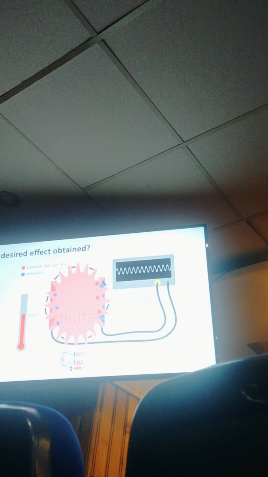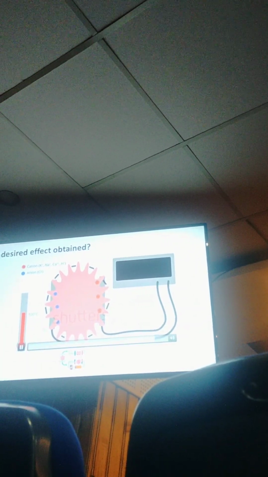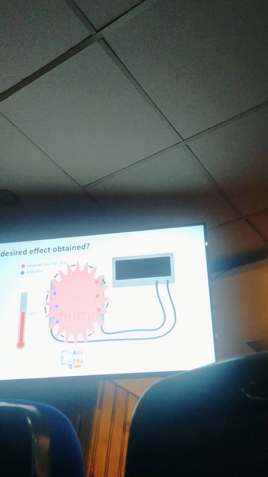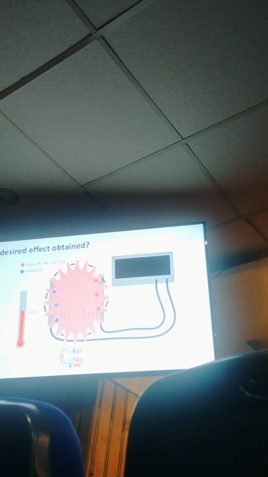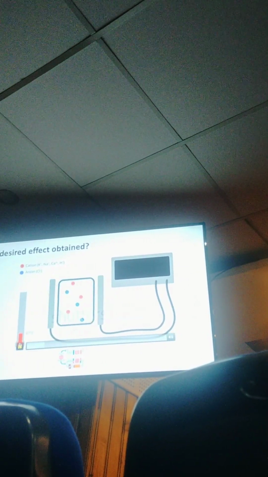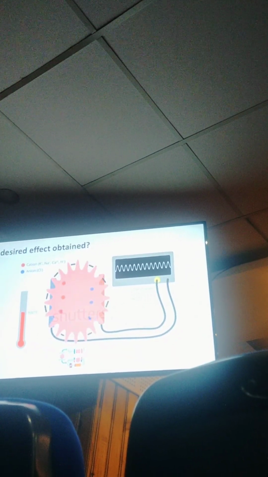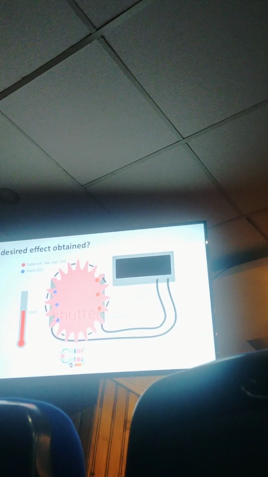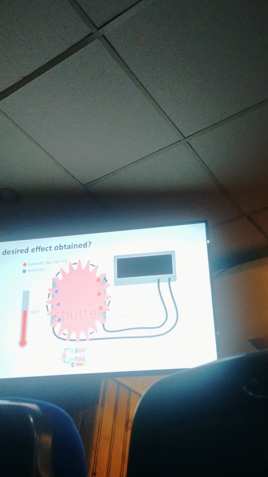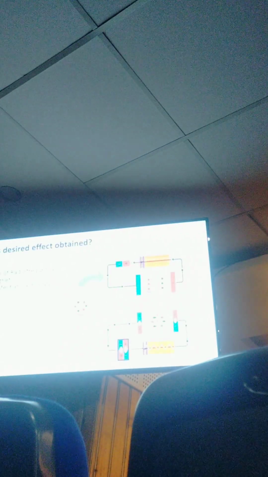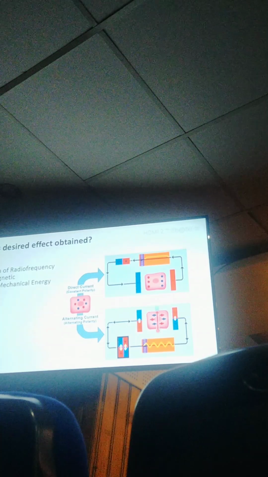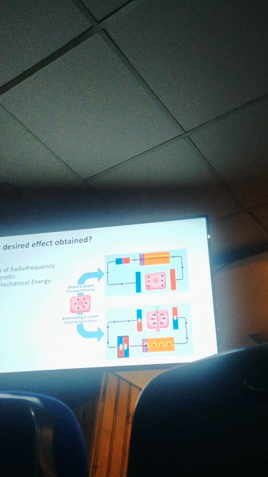There is random movement of the intracellular ions within the cells. Because of that movement within the cells, there will be production of heat. The electric current which is flowing through the cells is converted into mechanical energy of the movement of the ions within the cell, and that mechanical energy due to friction will generate heat, and we get the desired effect. So there is conversion of radio frequency electromagnetic energy to mechanical energy, and then we get the desired effect.